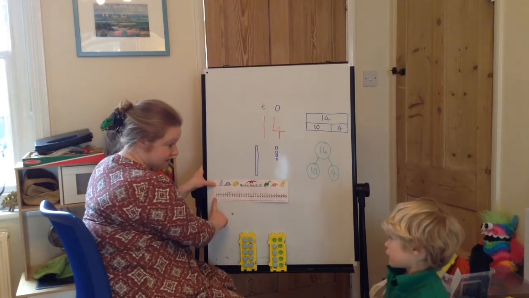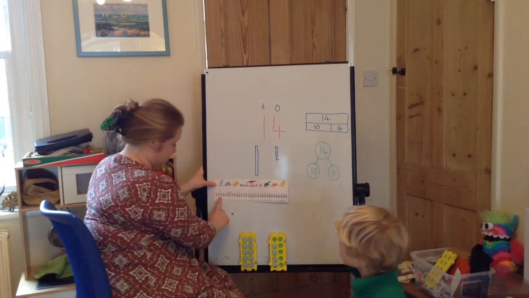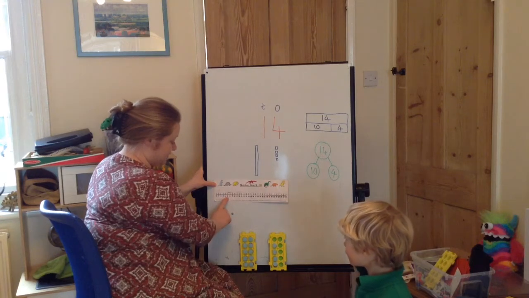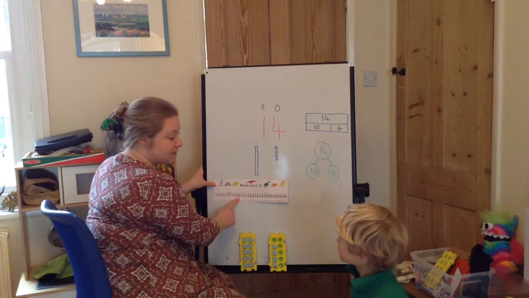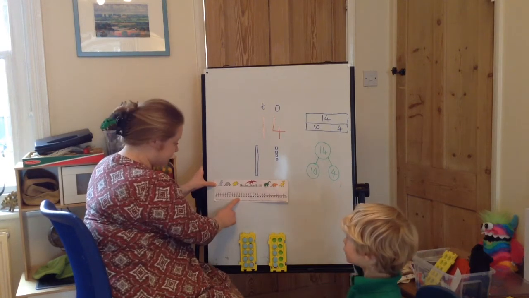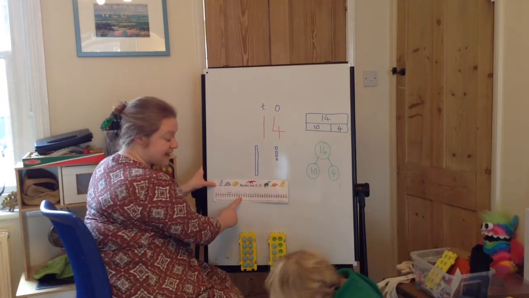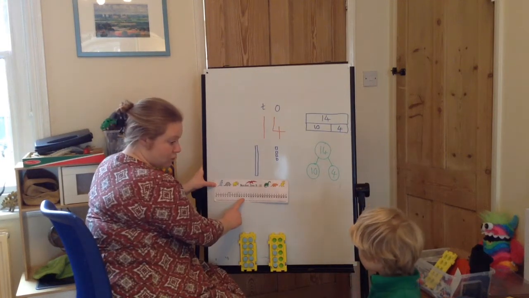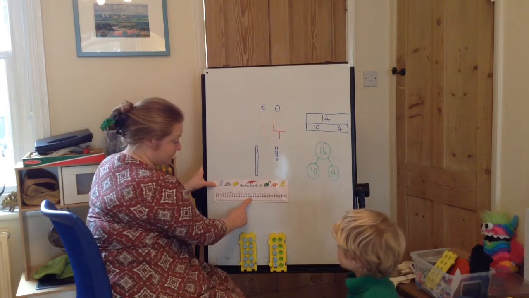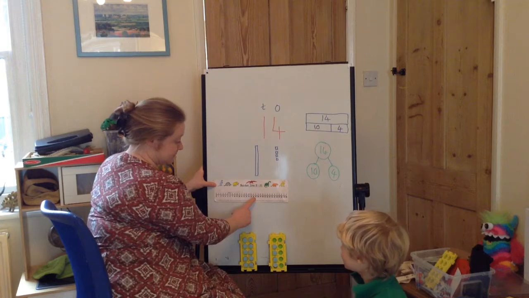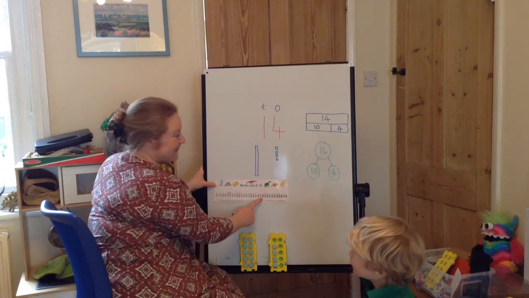Ready? Nice and loud. 0, 1, 2, 3, 4, 5, 6, 7, 8, 9, 10. How do we say 10? 1 ten and 0. And 11 we would say 1 ten and 1. 1 ten, 2. 1 ten, 3. 1 ten, 4. 1 ten, 5. 1 ten, 6. 1 ten, 7. 1 ten, 8. 1 ten, 9. 2 tens, 0.